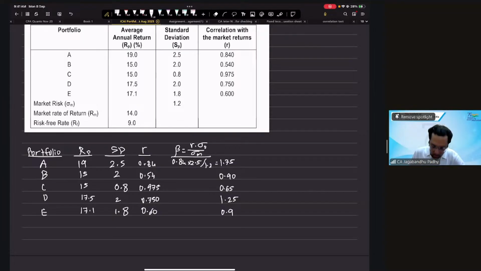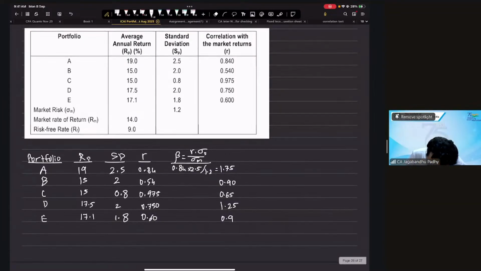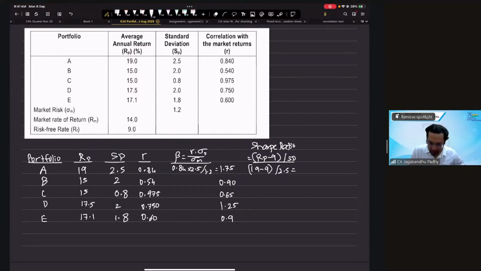Now we have the beta. Now, can we get the Sharpe ratio? Sharpe ratio will be return of our portfolio minus risk-free rate, which is 9, divided by the standard deviation. So this is going to be 19 minus 9 divided by 2.5. How much is this? Four. Okay. What about the second Sharpe ratio?